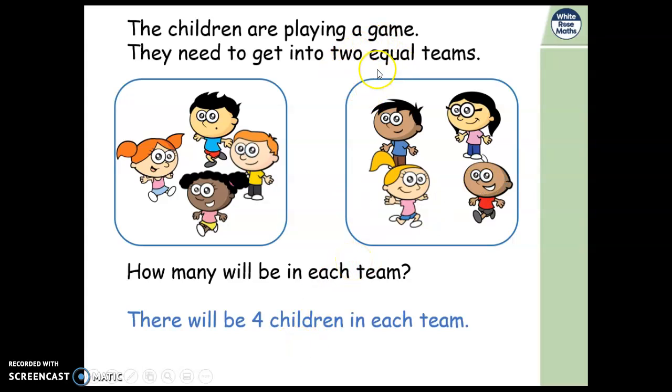So splitting into, or dividing into 2, means we've got 2 groups. There need to be 2 equal groups.